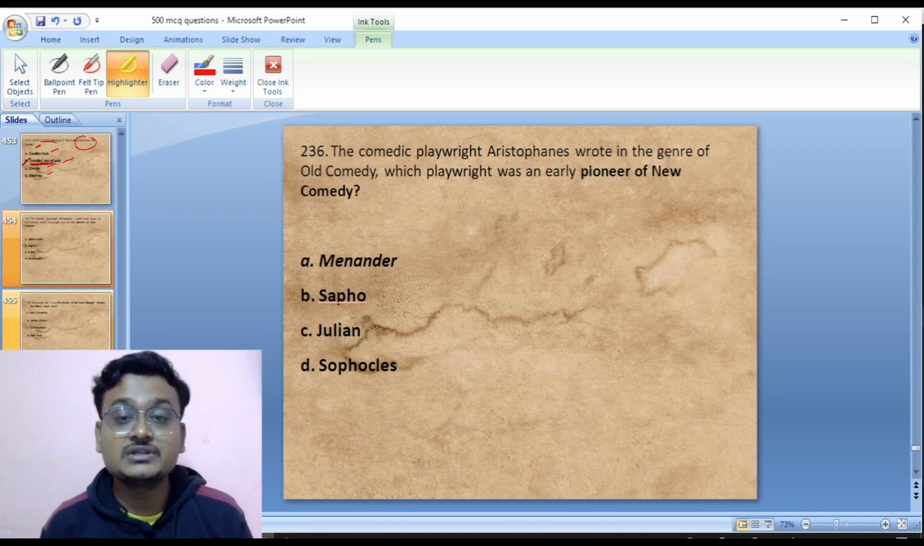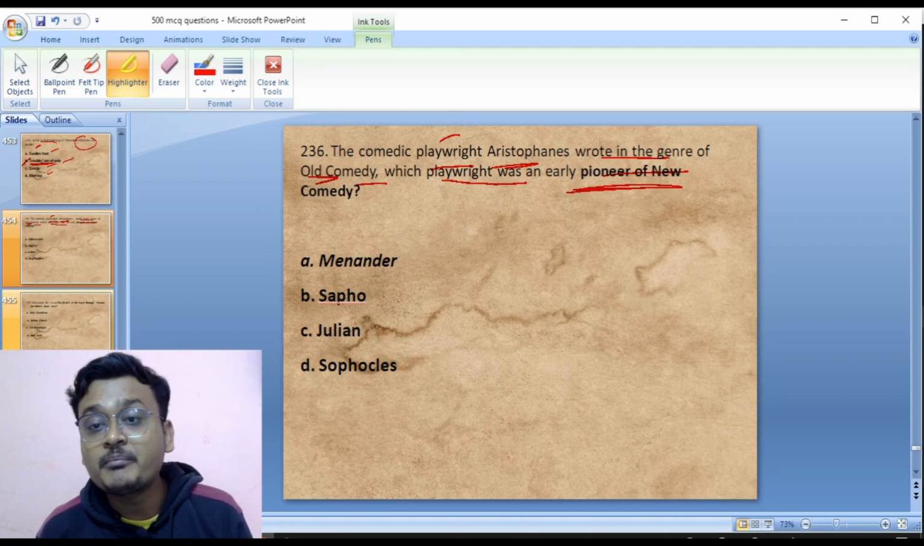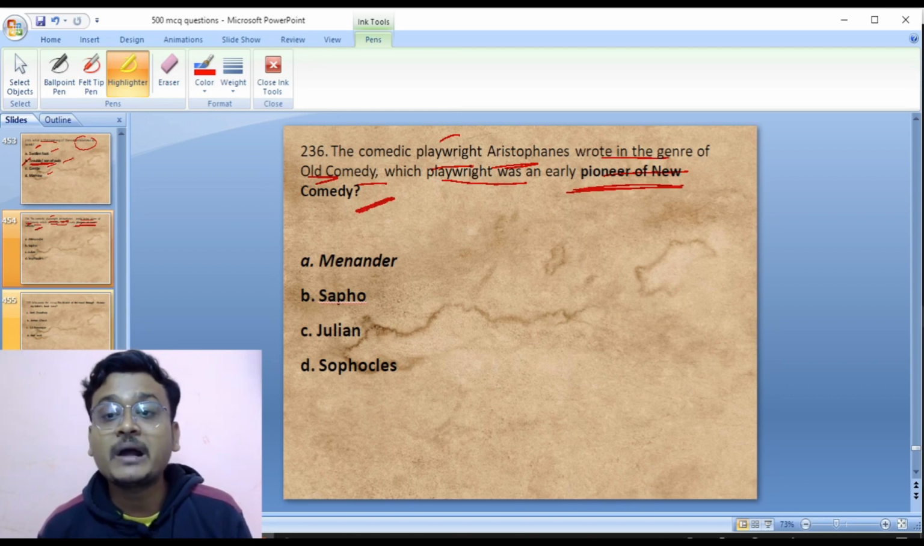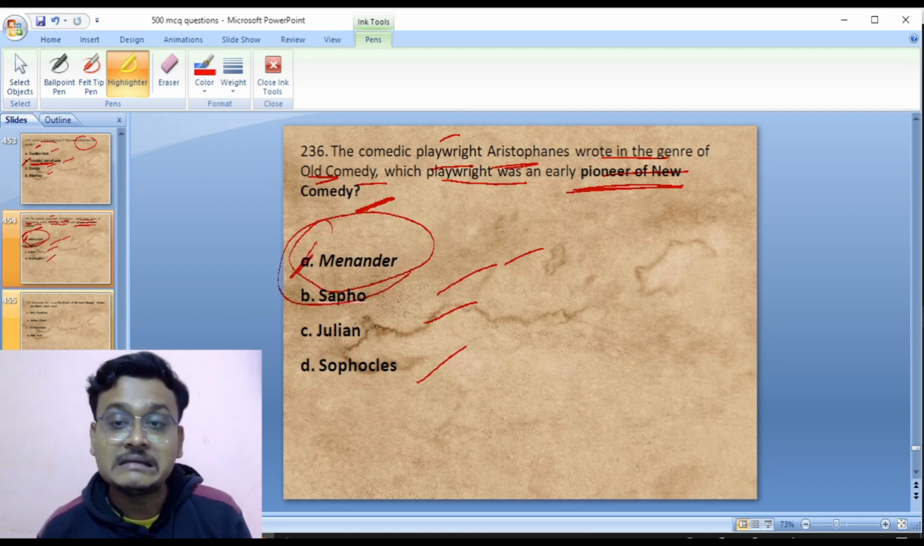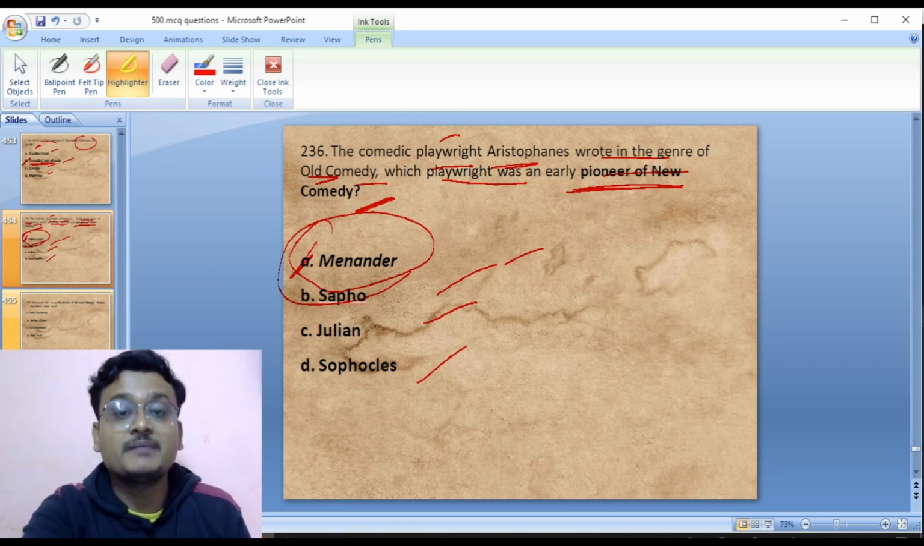Now question number 236. The comedic playwright Aristophanes wrote in the genre of old comedy, whereas which playwright was an earlier pioneer of new comedy? Menander, Sappho, Julian, Sophocles. So it was Menander. The early pioneer of new comedy was Menander, and Aristophanes wrote in old comedy, the father of comedy.